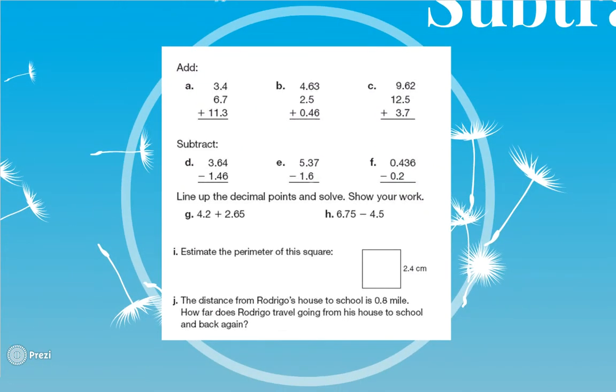All right, now we are on our lesson practice. Remember, when you add and subtract decimals, you must line your stuff up. For G and H, show your work. Make sure that you line your decimals up. Remember, you want to do it vertically. And also, because some of these don't have the 0 at the end, make sure you add your zeros in, okay? And then letter I, we're going to estimate the perimeter of this square. So you don't necessarily have to use 2.4. You're going to use an estimated amount.